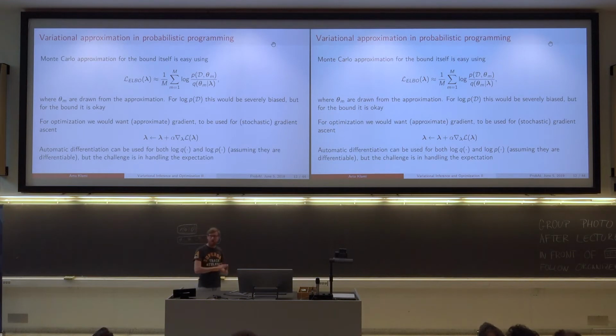Here, automatic differentiation, of course, works exactly as it would in any other case. If we can differentiate log p or log q or something, we can use the same piece of code for computing the derivative. But the tricky part here is that our loss function is an expectation over the q. This is the difficult part.